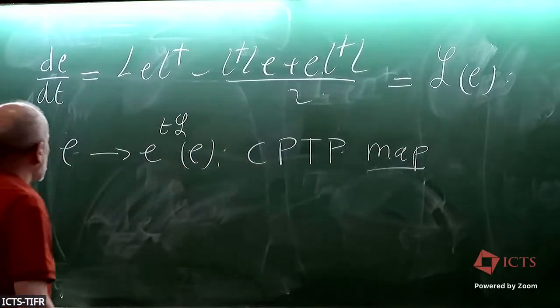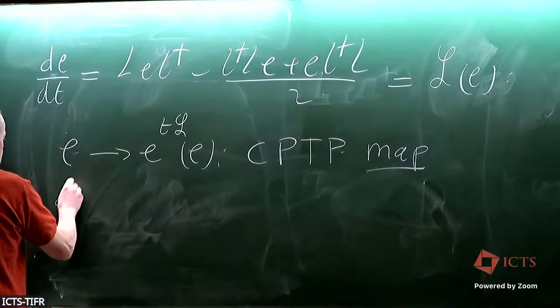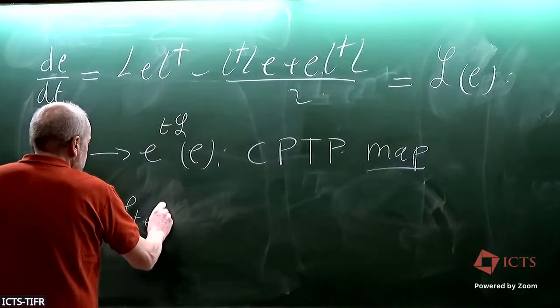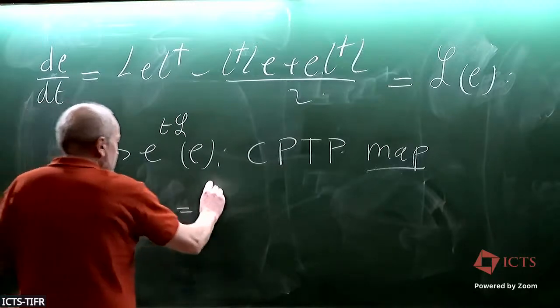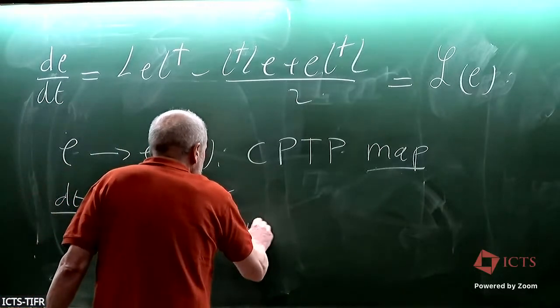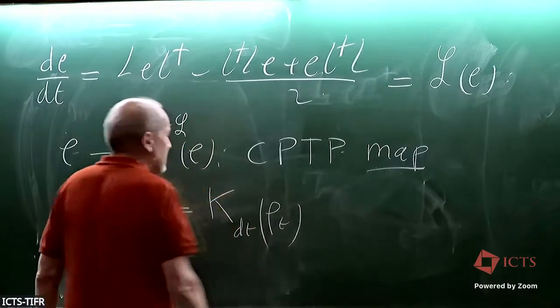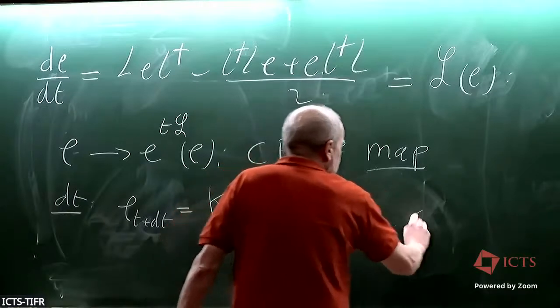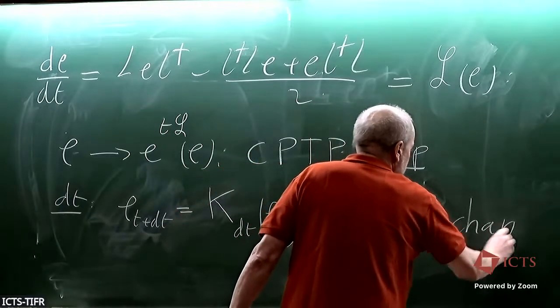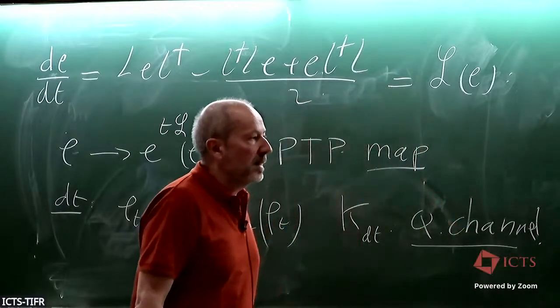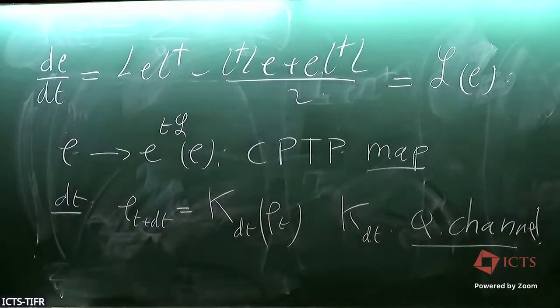And what you want to have is, you take a small dt, and what you want is that rho at t plus dt is equal to a quantum channel, of course depending on dt, applied to rho of t. And you want to have K of dt a quantum channel. Okay? To do this, the trick is this. Of course, you assume that dt is small.